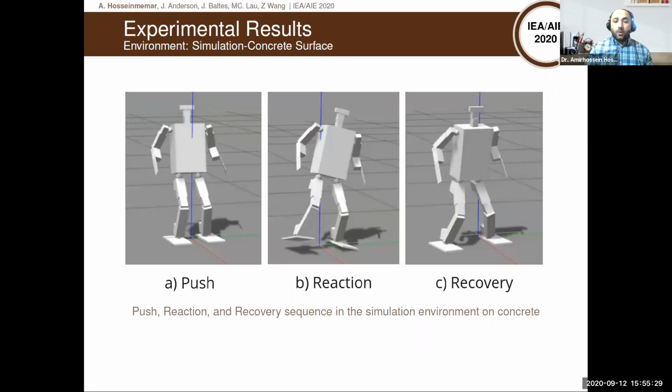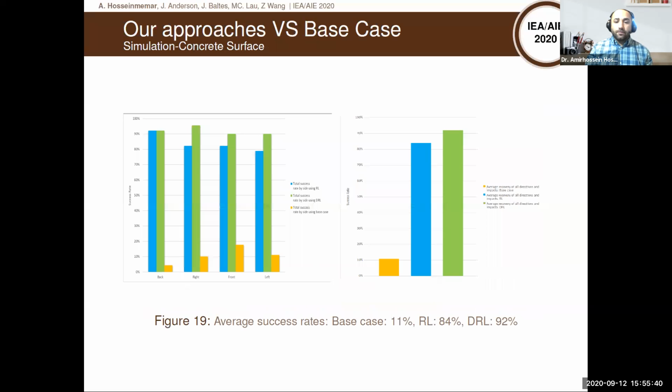Here's an example of hitting the robot from the right side in the environment of simulation, and the robot can actually recover successfully. So average success rate on the concrete for the base case, the average of the base cases was 11%, for RL 84%, and for deep reinforcement learning 92%.